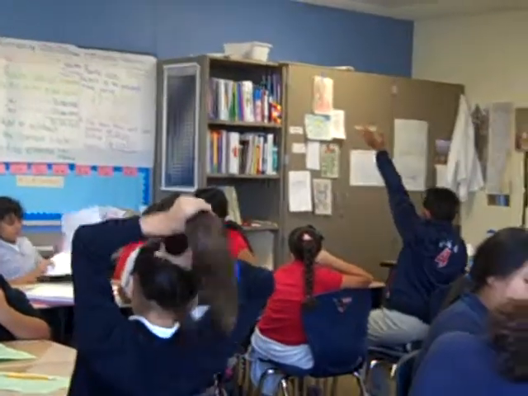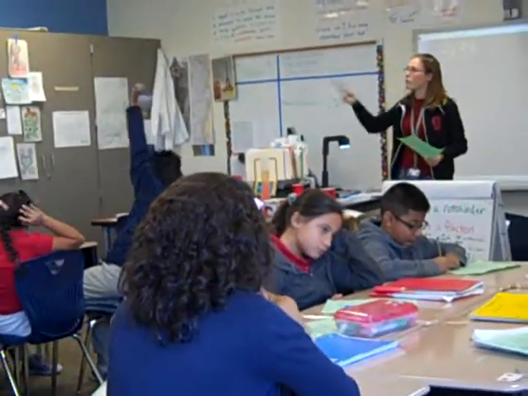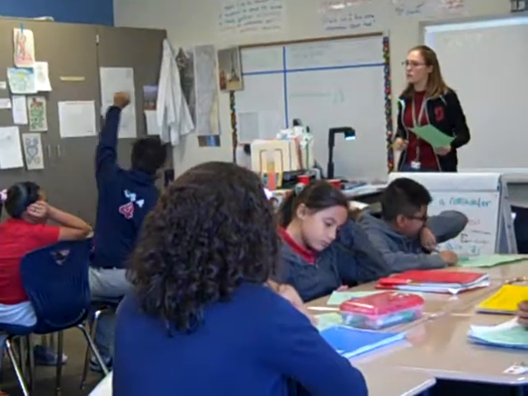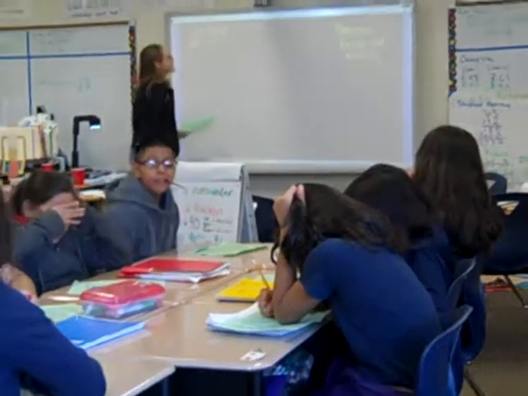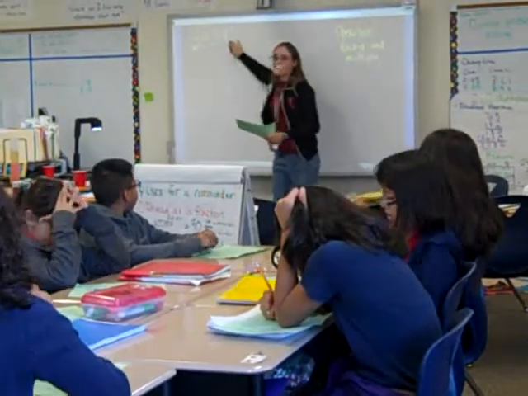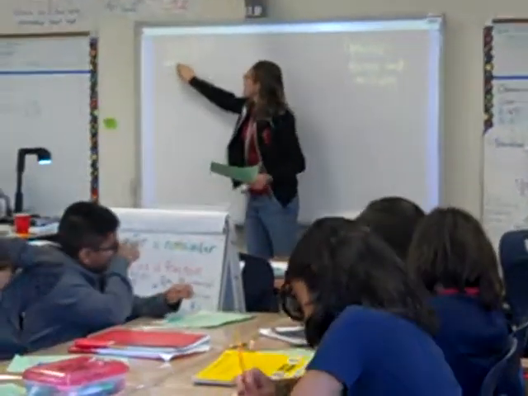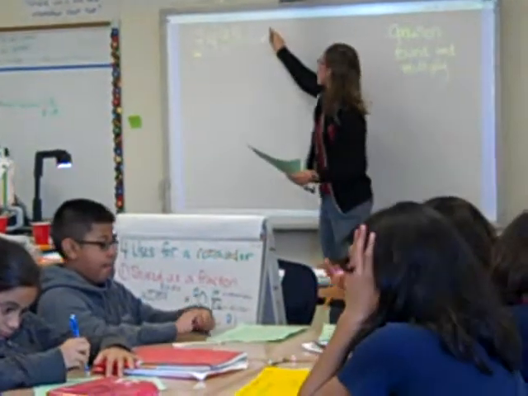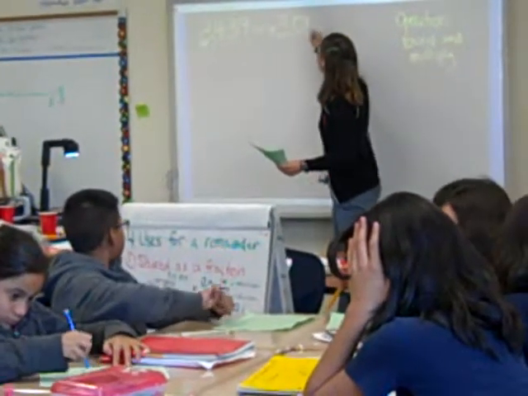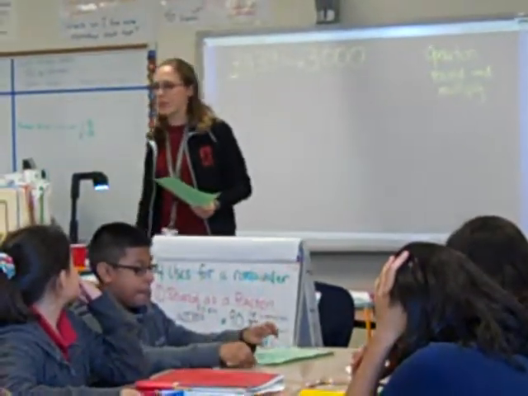Estimating products. Round both factors to the, what, Jose Ivan? Greatest place value. So my greatest place value? The 3,000. What am I going to round to? 3,000. And 3,000 what? Give me a unit. What is this number describing? People. All right.